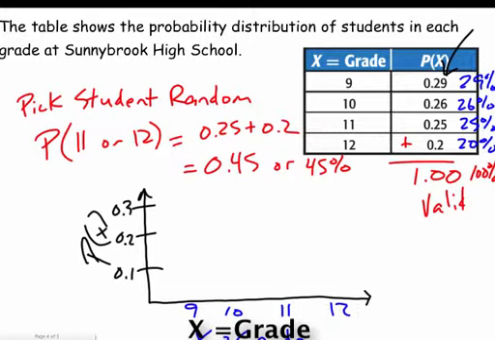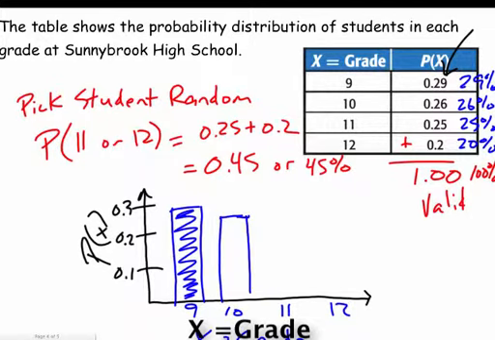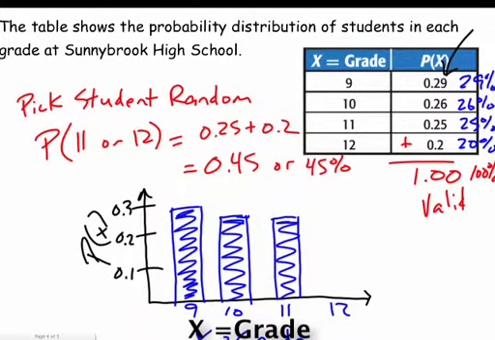And then we just make our bars. Well, grade 9 goes up to 0.29, which is about up here. So bring it down and we fill it in. Grade 10 is at 0.26, so it's a little more than halfway between 0.2 and 0.3. Somewhere about there. Doesn't have to be beautiful. Grade 11, 0.25, so just barely below grade 10. And grade 12, 0.2, so it's a little bit lower. And filled in. So there's my probability distribution.